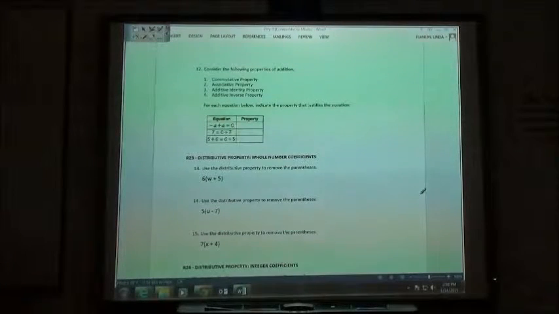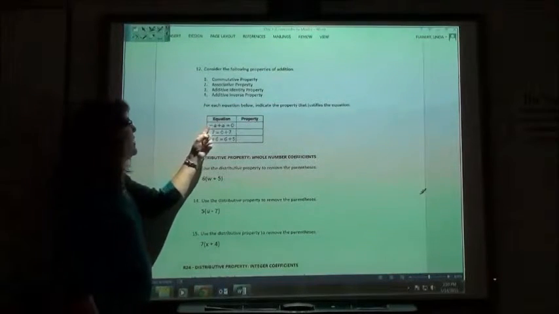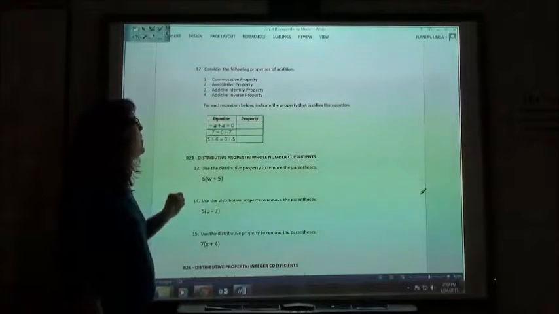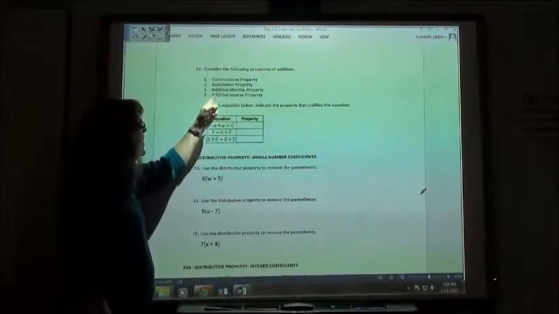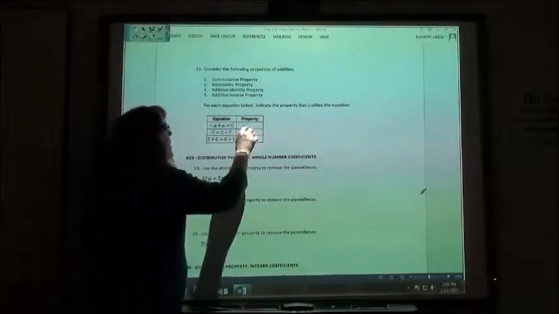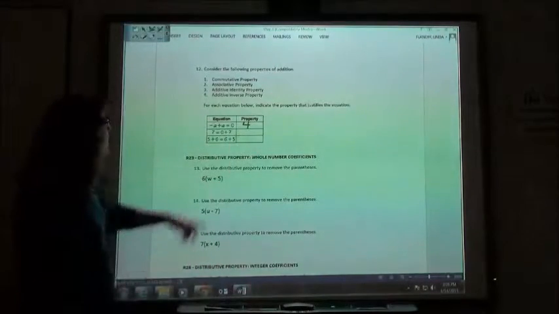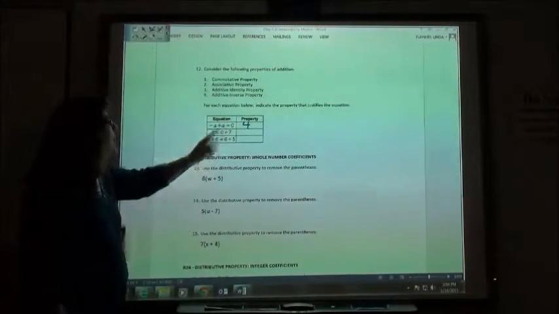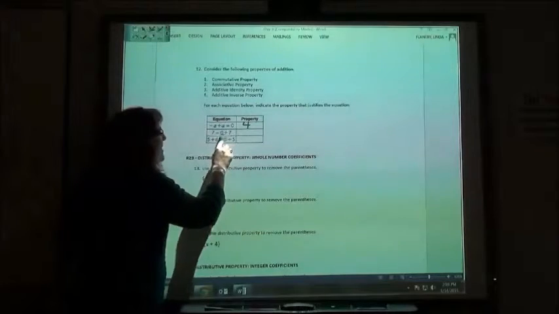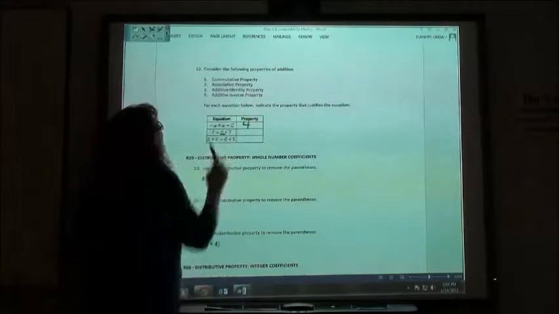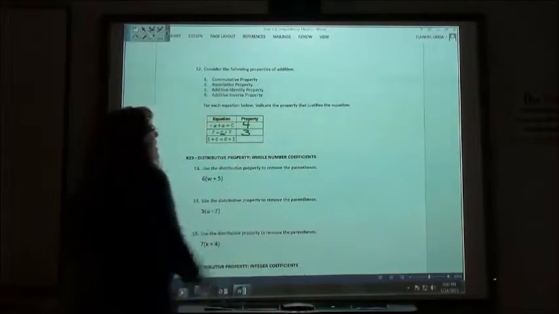Next one here, picking out my properties yet? Negative a plus a equals 0. Those are opposites. That's my additive inverse property, number 4. 7 equals 0 plus 7. We already had that one. We added 0 to 7. That's my additive identity, 3.